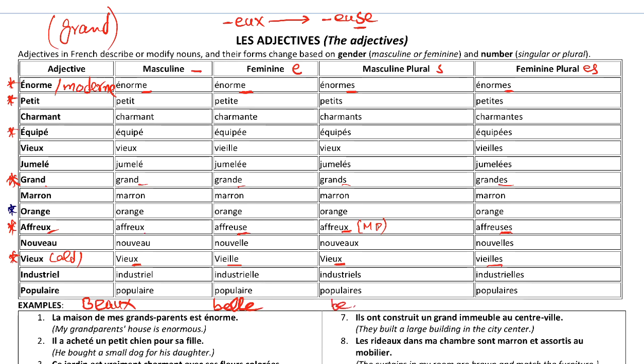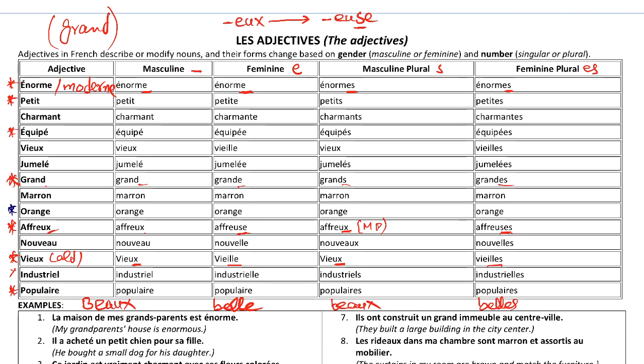Close the door. So beau changes into belle. Then we have the masculine plural, it will remain the same, beaux, and feminine it will be like belle. You will add s with it. This is how you change this adjective into feminine. The next important one is populaire. Then we have industriel. So these adjectives are very important.